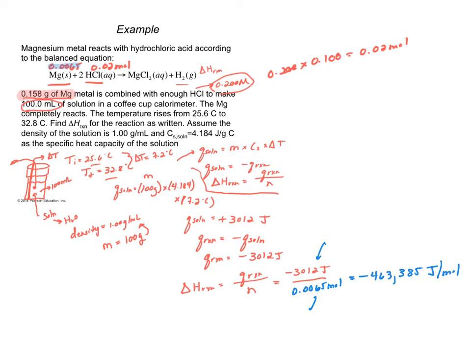Big numbers, don't like to write them. So what's a better conversion to put this in? Kilojoules, right? So if we wanted to write this in kilojoules, we would move the decimal 3 places to the left, and we would be left with minus 463 kilojoules per mole.